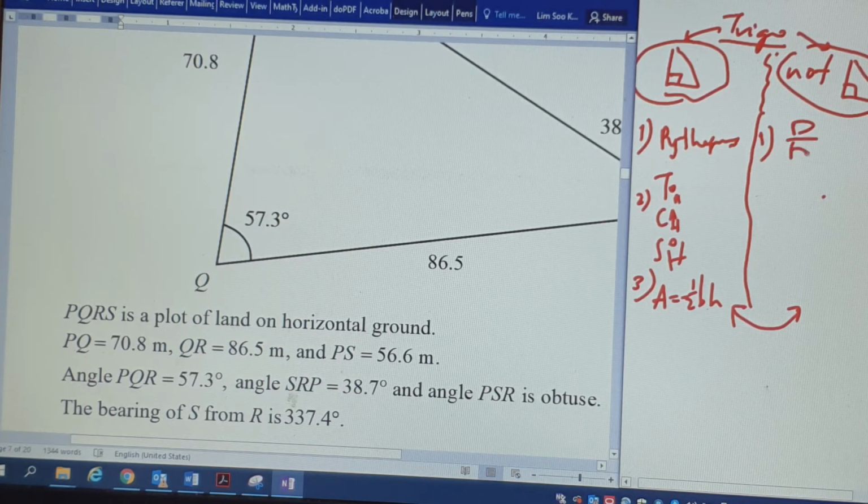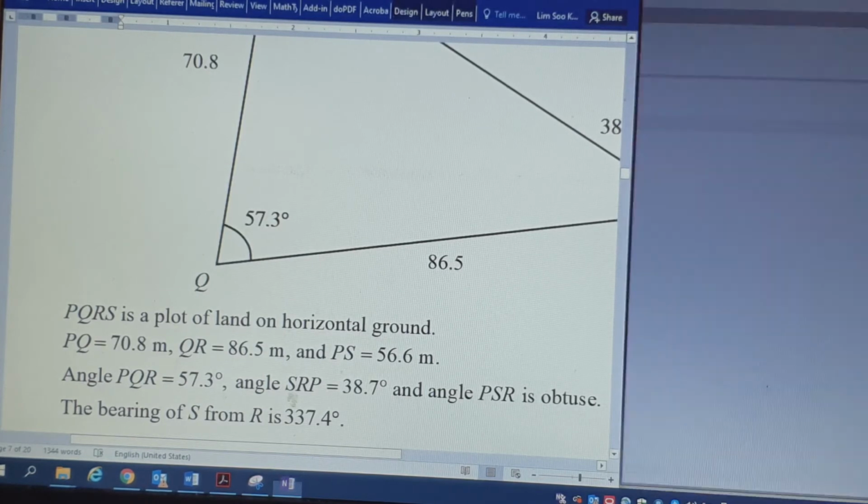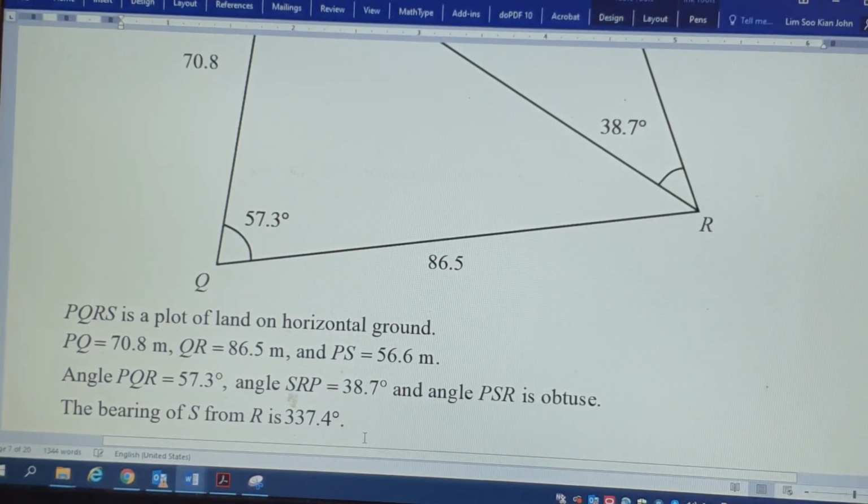If it's not right angle, you will have to use, firstly, see whether you can use the sine rule or not. That means the friend one. Cannot, then you use the monster, the cosine rule. Still cannot, then you use A equals half ab sine C, also like a monster. This C is the angle, not a length. So basically it's like that. Follow? Now we take a look at this question. What do they want? All the angles are given. Very important. The other day I just mentioned PSR is obtuse. Where is PSR?